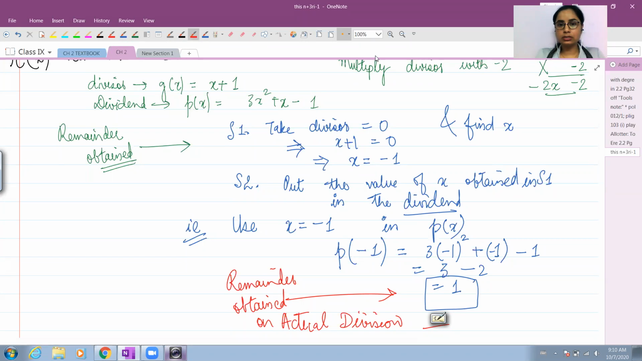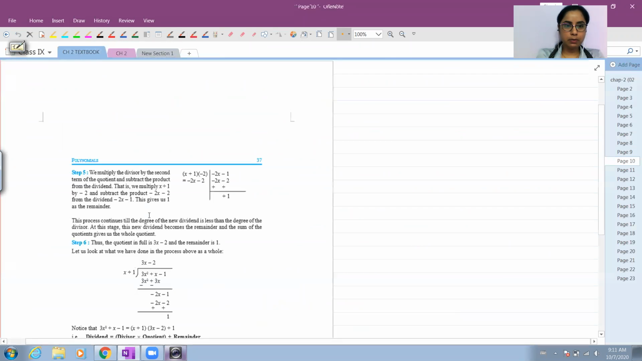Anyone with any questions? Yeah. Now this result that I have stated, the shortcut that I'm talking about, is actually stated as the remainder theorem. So that's what I'm going to now. The remainder theorem is given in your book. It's on page number 39.